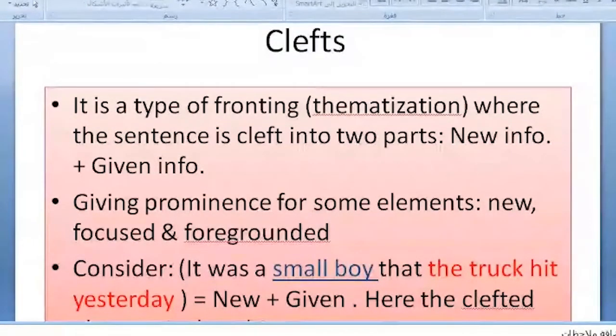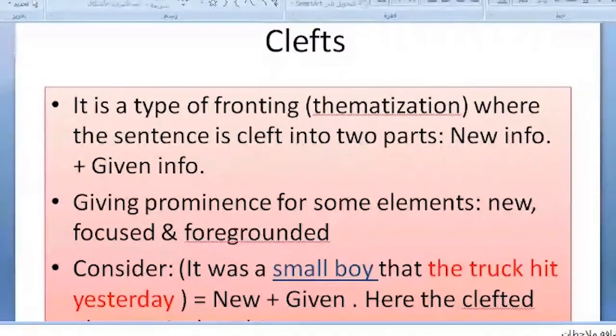So, the second part is what? Is another clause. But it lacks an element. We have an element which is left out of it. And that element, what do we do to it? We front it. نقدمه. And where do I put it? I put it in the first part after the verb of to be.